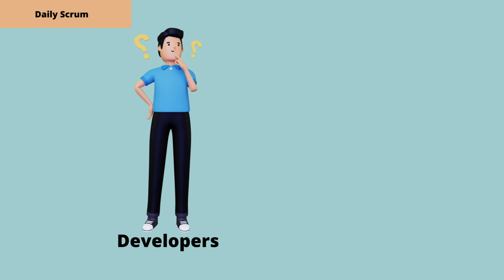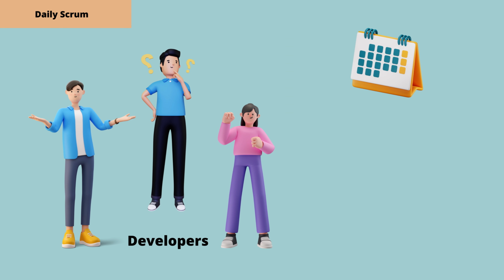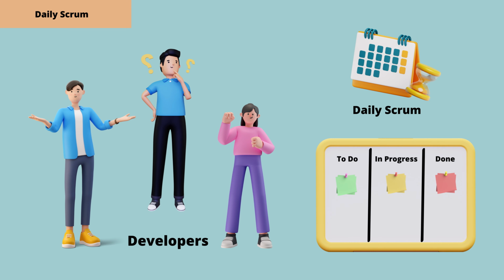One other thing to note is that the developers will get together every single day for a 15-minute discussion called the Daily Scrum. It's in this discussion that they will have a look at progress and see if they're still on track to meet the sprint's goal.